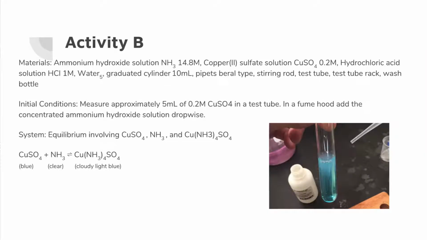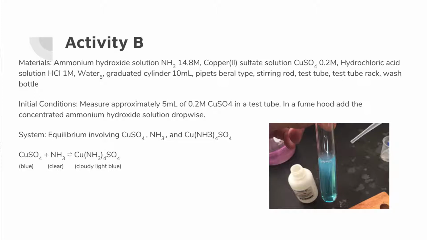Okay, so for activity B, you're going to need ammonium hydroxide solution, 14.8 molar, 0.2 molar copper sulfate solution, 1 molar hydrochloric acid, 10 milliliter graduated cylinder, barrel type pipettes, stirring rod, test tube rack, and a wash bottle.